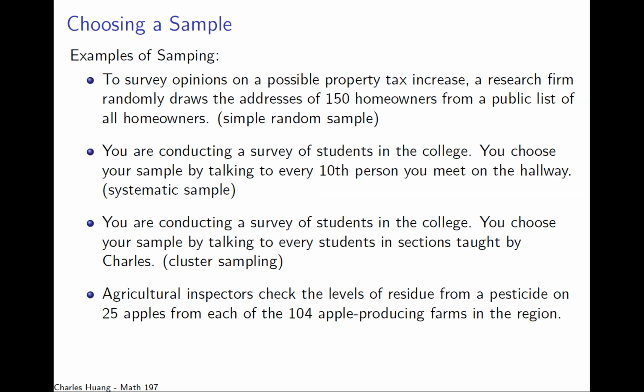Perhaps we want to check residue of a pesticide on apples. And we have different apple farms. We want to make sure each of the apple farms is checked. So we might go to each of the 104 apple farms, and we pick a few apples from each of them. This is called stratified sampling. We go to each farm, we separate the apples according to which farm they come from, and we select a few apples from each farm.